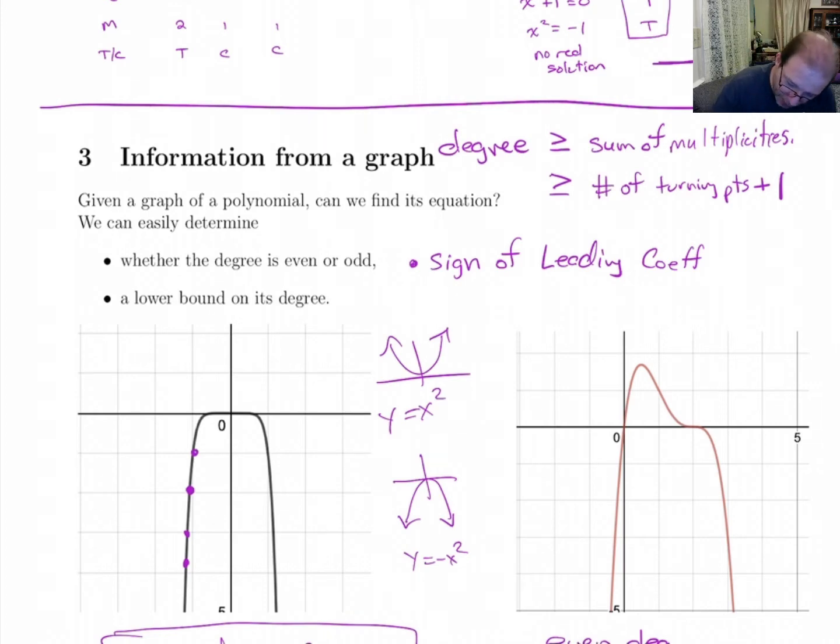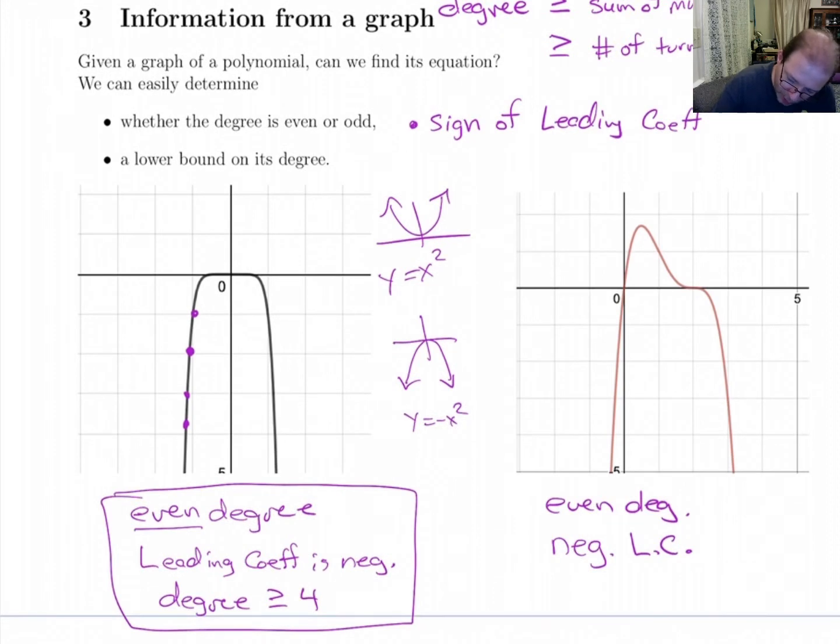So for this graph right here, this has one turning point. So that tells us the degree is at least 2. We can look at it though and tell the degree is bigger than 2 because it's not just a plain old parabola. So that would tell us the degree is at least 4.